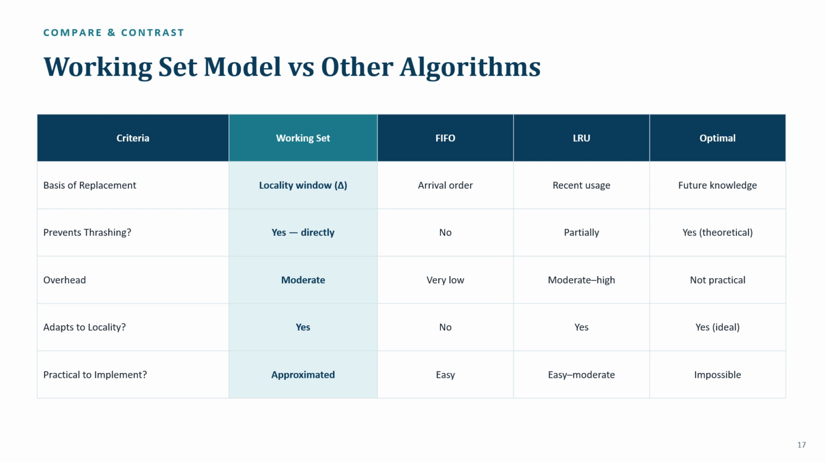Now, at last, we have the working set model. The working set model keeps the pages that the process has used in the last delta memory references. It prevents thrashing and allocates memory according to need. So here we can see the working set model is the only one that prevents thrashing; the rest of them do not. Hence the working set model is much more effective than the other ones. The optimal one is theoretical, not practical. The working set model also adapts to locality and is practical to implement, so the best one is the working set model.